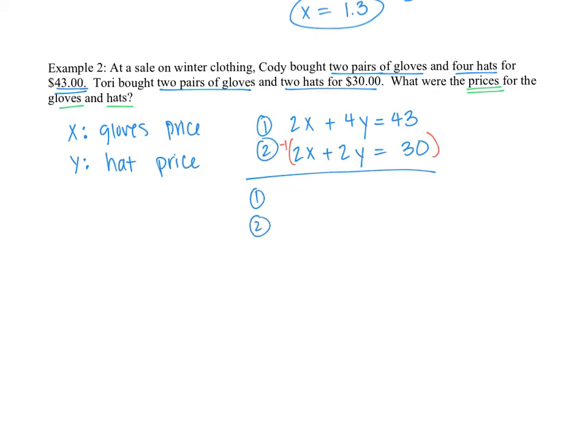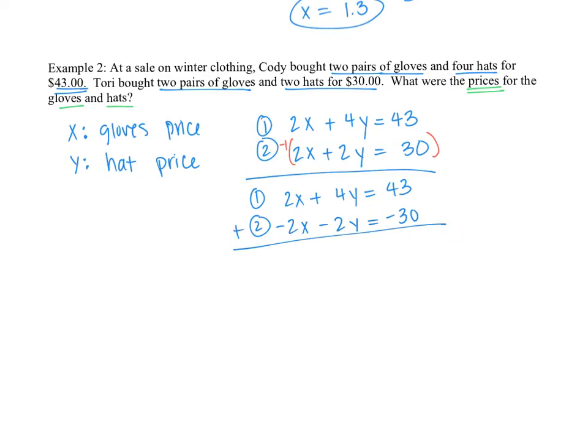So the top equation, just copy and paste because I did nothing to it. So easy peasy. Then the second equation, I've got to distribute that negative 1. So that's negative 2x, negative 2y equals negative 30. And here I go to add up my equations.